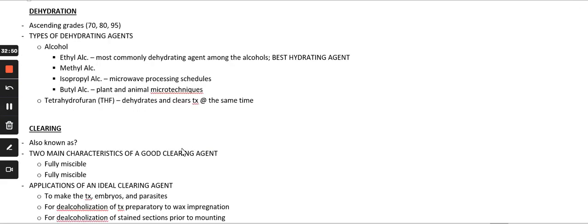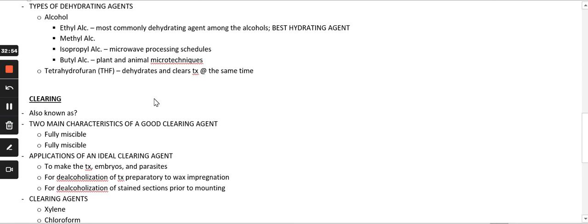Okay, let's move on to another step of our histotechniques. It's your clearing. Now, clearing, guys, is also known as dealcoholization. Okay, it's also known as your dealcoholization. Take note, guys.